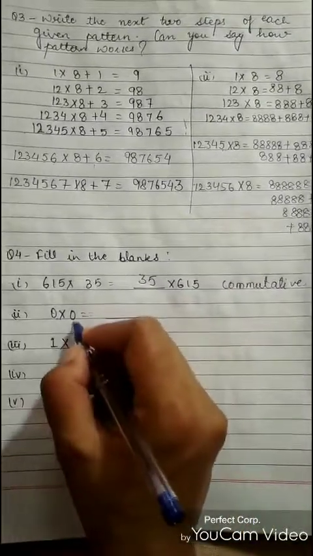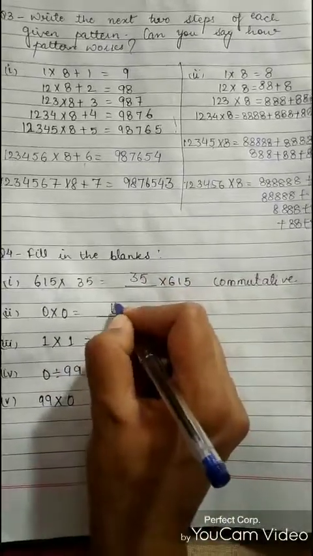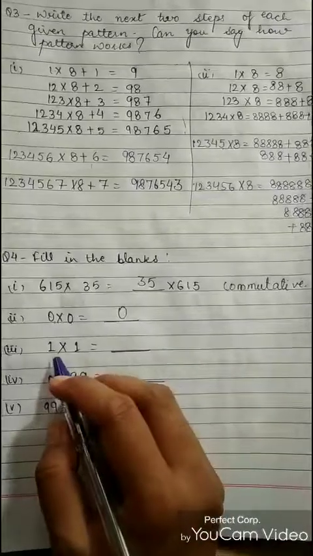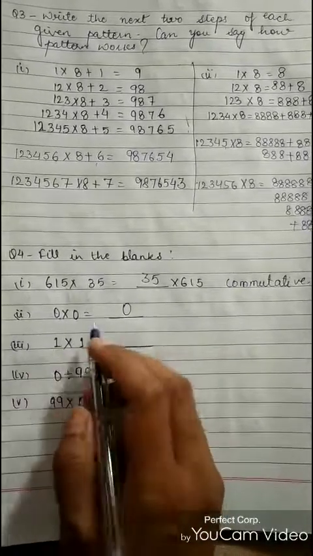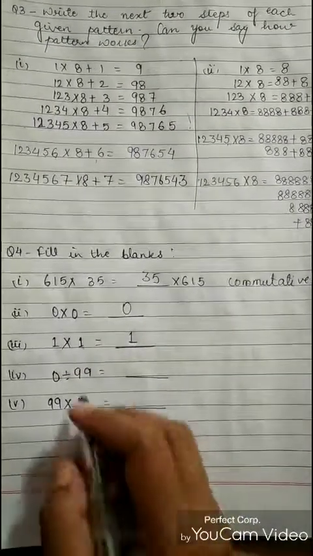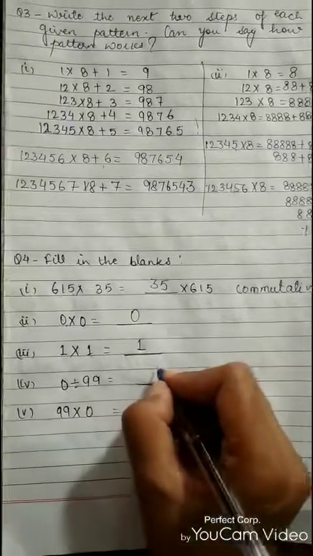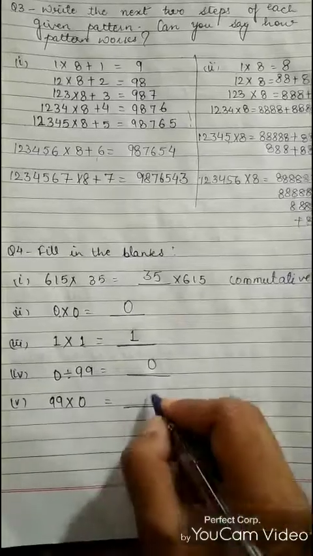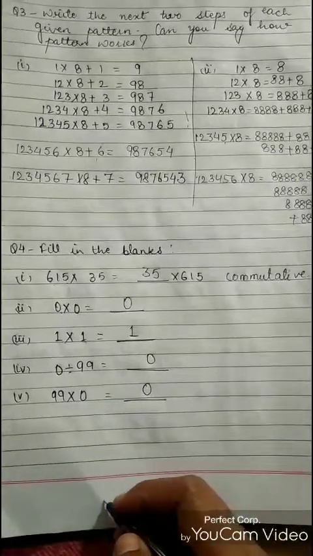Now next, 0 into 0: whenever a number is multiplied with 0 it will give you answer 0. 1 into 1: any whole number multiplied by 1, except 0, will give you the number itself. Any number divided into 0 will give you 0, and any whole number multiplying with 0 gives you 0. So these are the fill in the blanks.